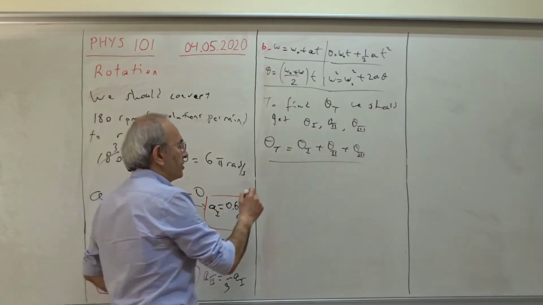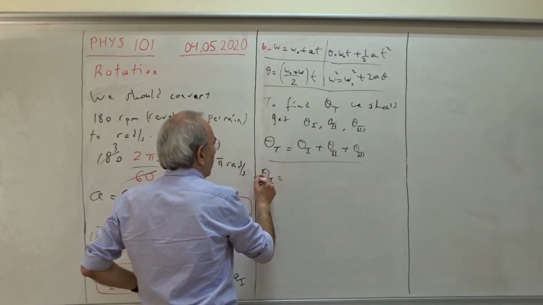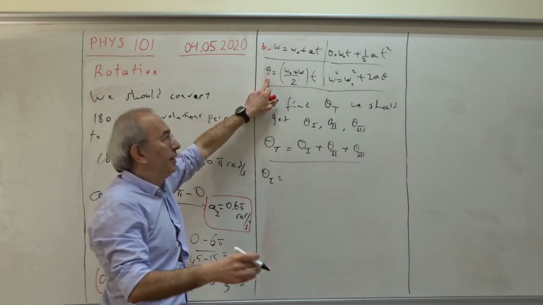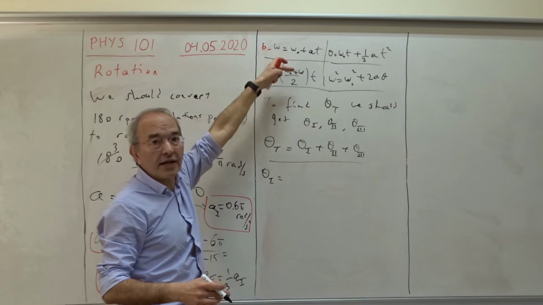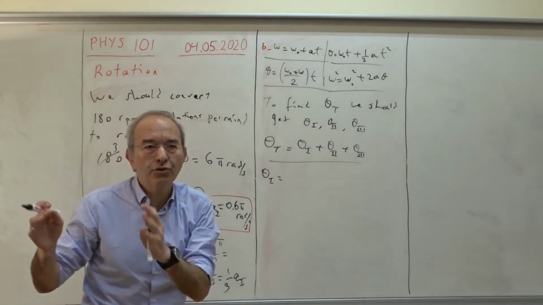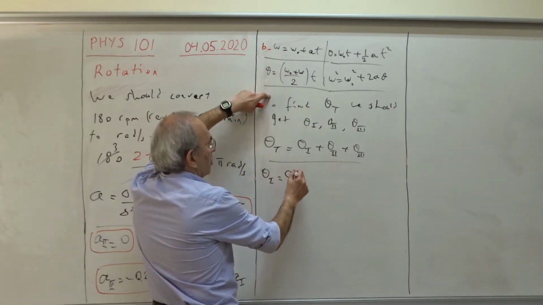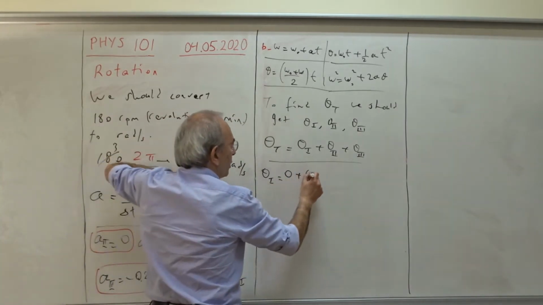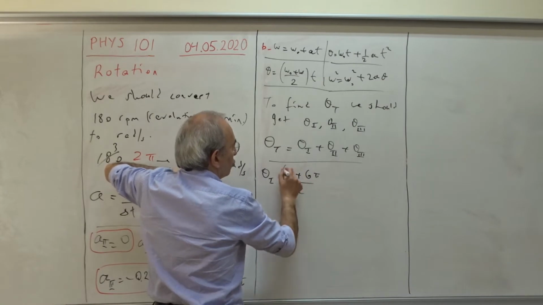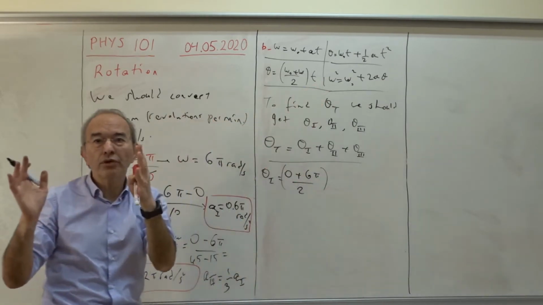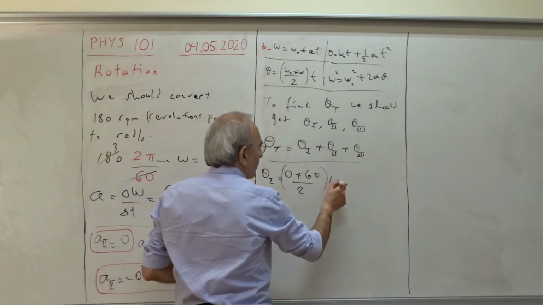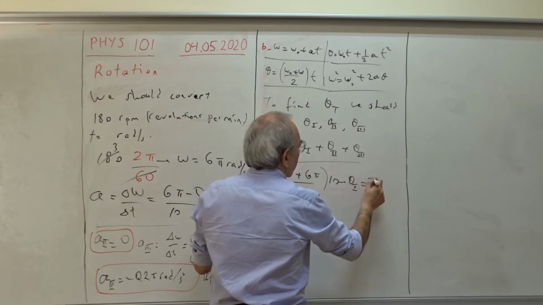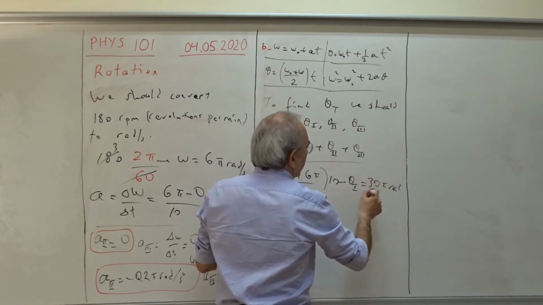So theta 1, for instance. Let us use this equation if we can. Yes, we can, because we know the initial speed and final speed for the first 10-second interval, which is 0 plus 6 pi. Remember the velocity was 6 pi. 0 plus 6 pi divided by 2, times what is that interval? It is 10 seconds, so multiply by 10. 5, so 30 pi. So that theta 1 is 30 pi radians.